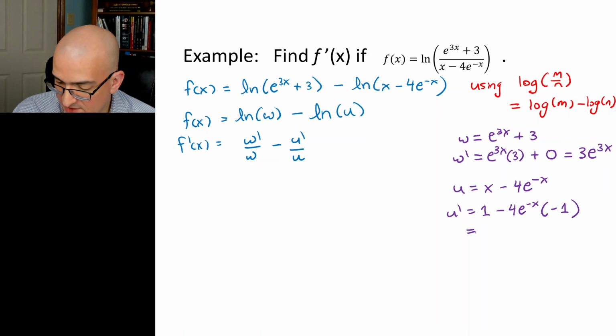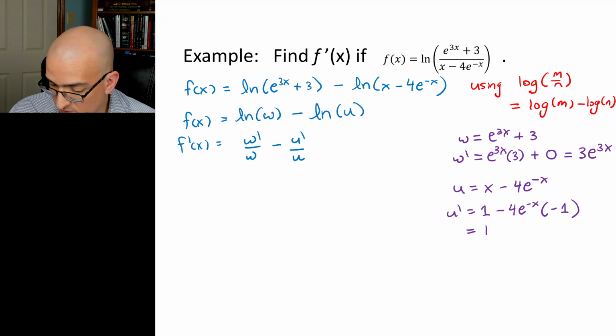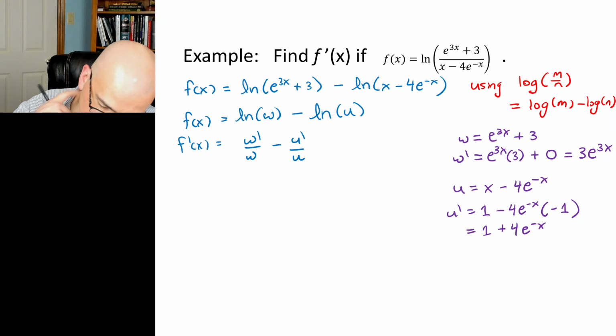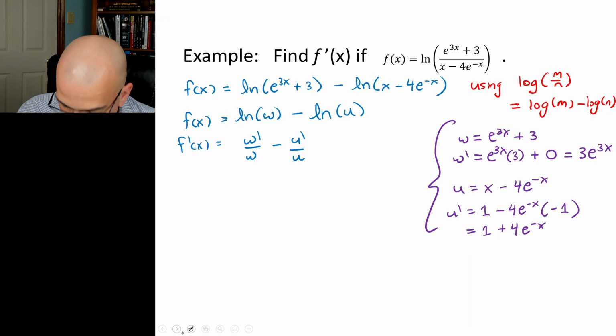And then we can simplify a little bit. We have a negative 4 multiplied by a negative 1. We can multiply those together. So we have a 1 plus 4e to the negative x. And we're just going to throw those into the formula. Throw those into the left-hand side there for w prime and u prime.